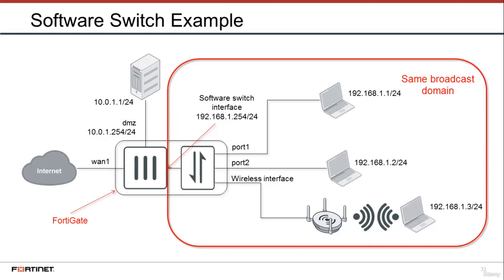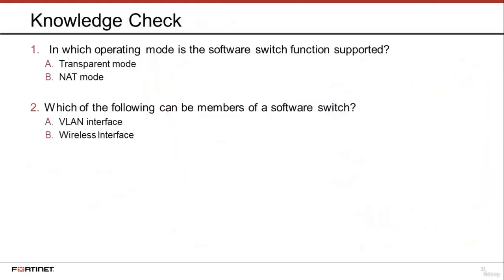The server 10.0.1.1 is connected to an interface, DMZ, that is not part of the software switch. So it belongs to a different broadcast domain and IP subnet. In which operating mode is a software switch function supported? NAT mode. Which of the following can be the members of the software switch? Wireless interface.